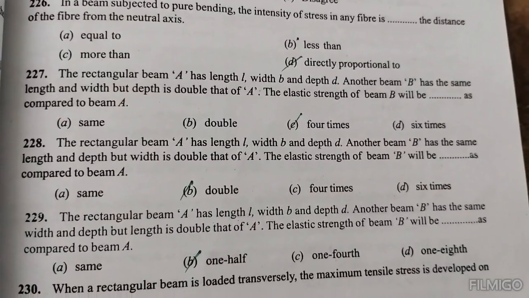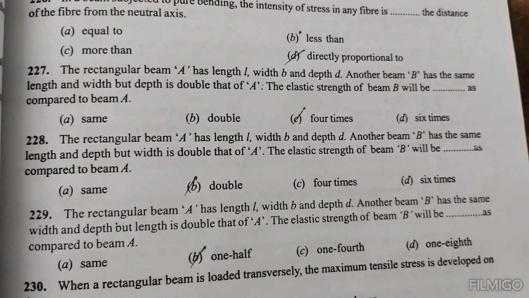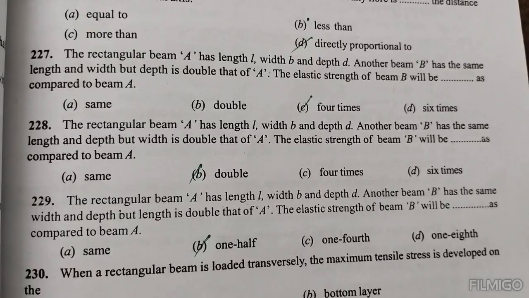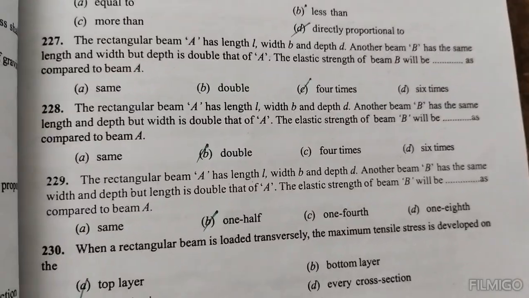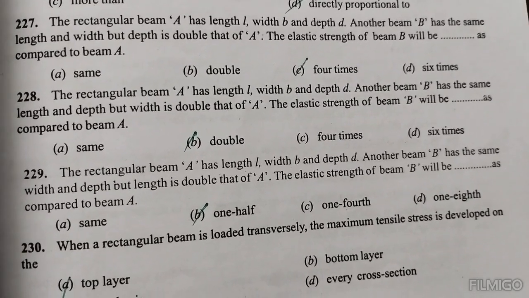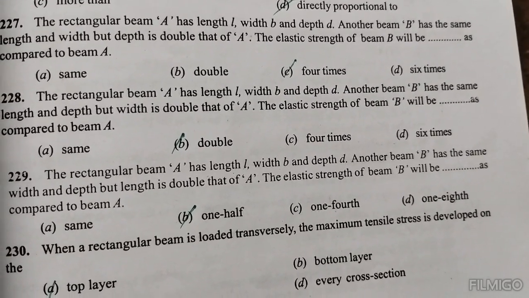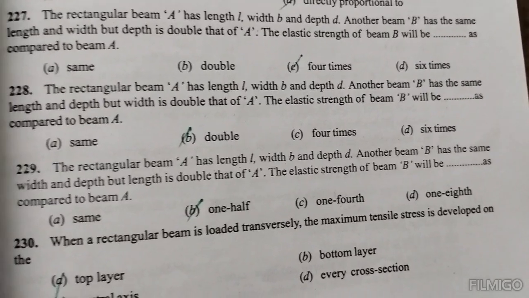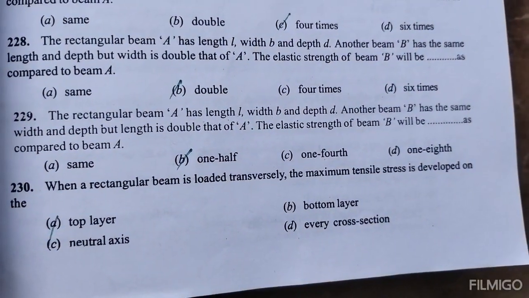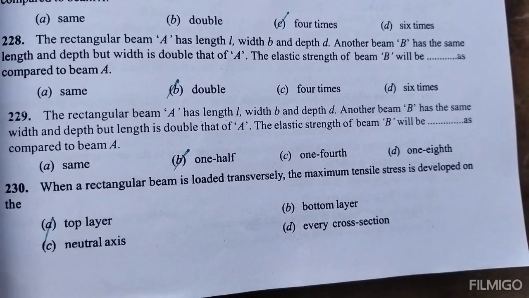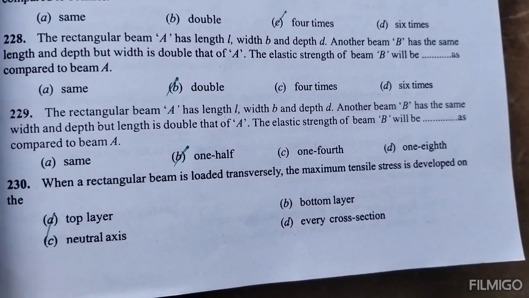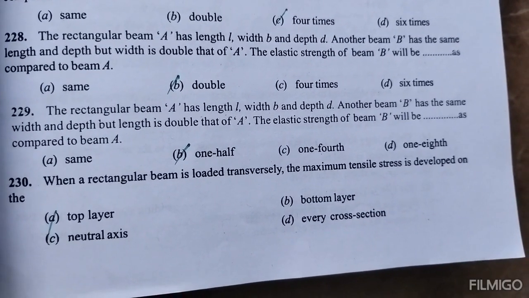A rectangular beam A has length, width and depth. If the length, width and depth are doubled, then the elastic strength of beam B compared to A will be 4 times. The rectangular beam A has length L, width B and depth D. Another beam has the same length and depth, with width doubled. The elastic strength of this beam compared to A will be doubled. A rectangular beam A has a given length and depth. Another beam B has the same width and depth, with length doubled that of A. The elastic strength of beam B compared to A will be 1 by 2.